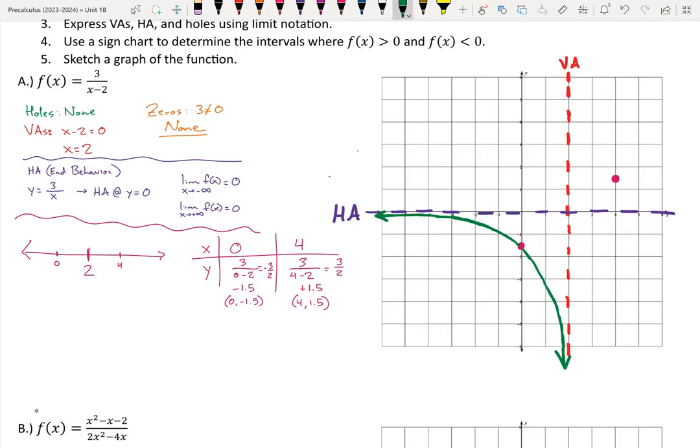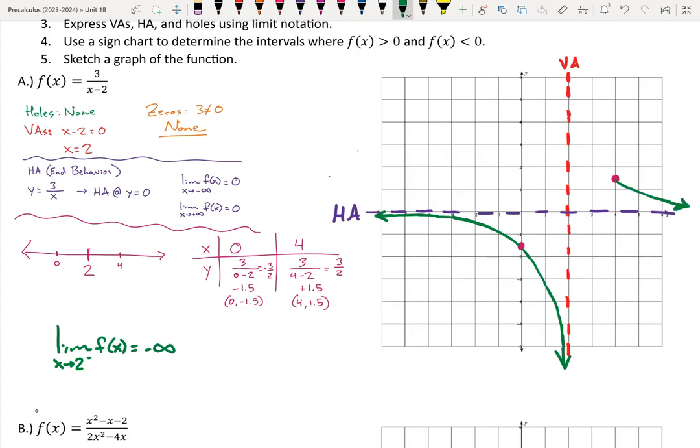So that means, and we can write that in limit notation, the limit as x approaches 2 from the left, our function is going to negative infinity. All right, on the right-hand side, from this point, I'm going to be approaching 0 again. That's what we said.